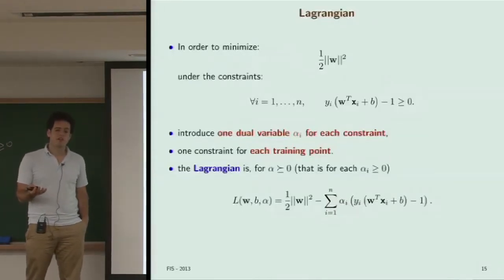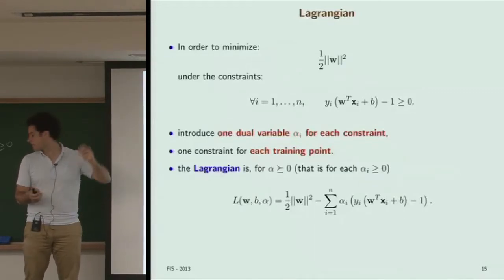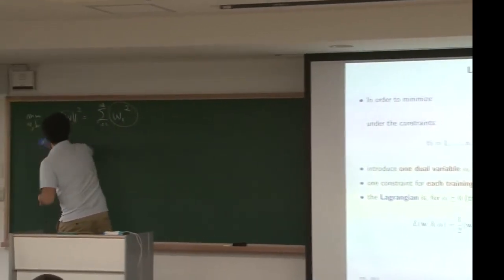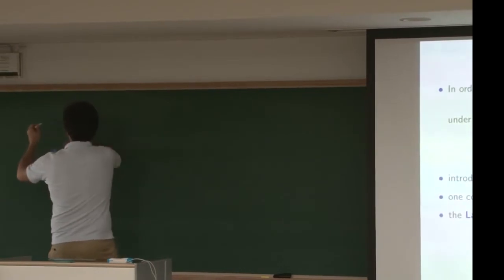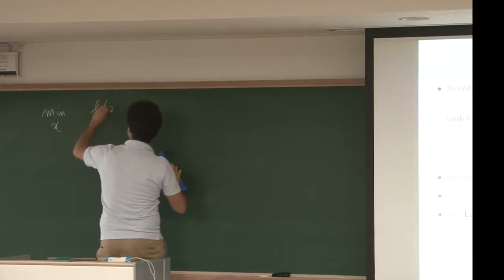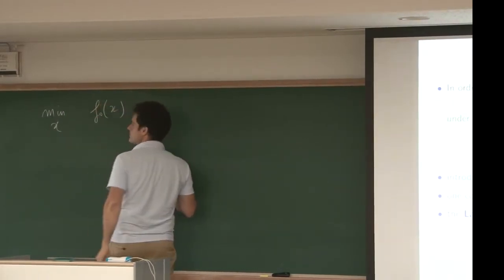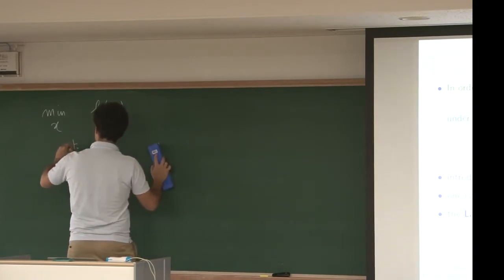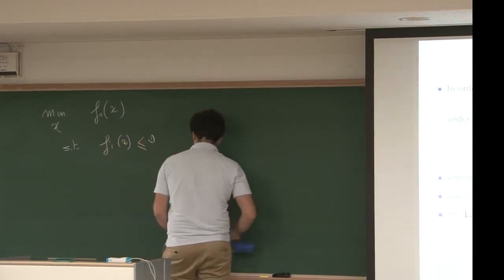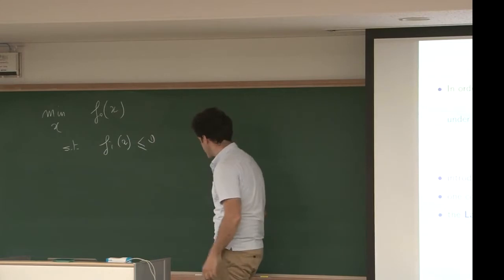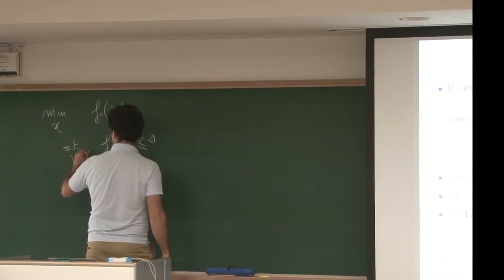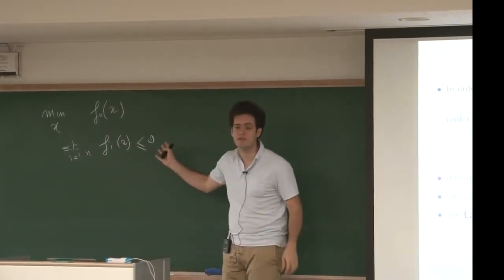So if you think about optimization theory, you have an objective. Usually we have to deal with a problem which is a minimum over x of f0 of x such that fi of x is negative. So you can put most mathematical programs in this form. Okay?